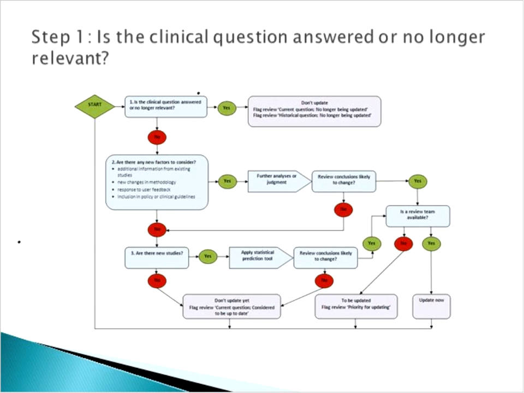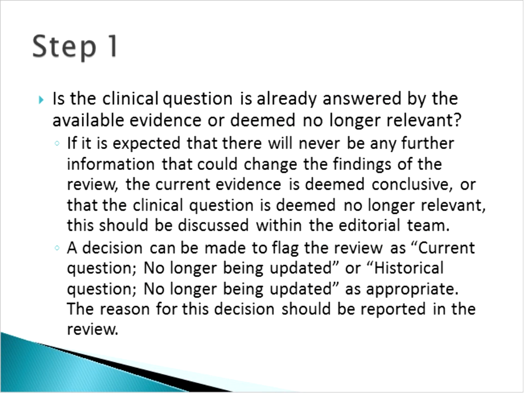So the first step up here is: is the clinical question answered, or is it no longer relevant? If it's expected that there will never be any further information that could change the conclusions of the review, or that the current evidence is deemed conclusive, or that the clinical question is no longer relevant, it needs to be discussed by the review team, because it's pointless putting resources into updating a review where the question's answered or it's a historical question. The decision could be made to flag the review as a current question that is no longer being updated, or as a historical question that is no longer going to be updated, and to report that decision within the text of the review, but not to use resources to update that review.